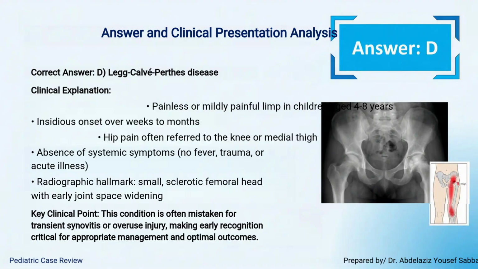This condition classically presents as a painless or mildly painful limp in children aged 4 to 8 years, with insidious onset developing over weeks to months. Hip pain is often referred to the knee or medial thigh, which is an important clinical trap. The absence of systemic symptoms including fever, trauma, or acute illness distinguishes it from septic arthritis. The radiographic hallmark is a small, sclerotic femoral head with early joint space widening. Key clinical point. This condition is often mistaken for transient synovitis or overuse injury, making early recognition critical for appropriate management and optimal outcomes. Case Study 2.